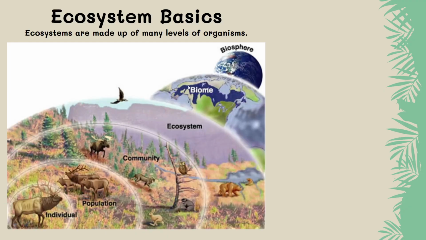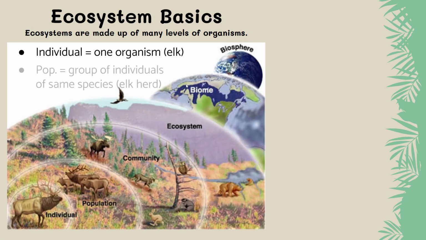Before we get into the ways that organisms interact with each other, we do need to cover the basics of ecosystems. First, let's talk about the organization of populations in ecosystems. The smallest group in an ecosystem is an individual, or just one single organism. Remember that an organism is a living thing. In our diagram here, we have one individual elk. When we use the term population, we're referring to a group of organisms that are all the same species. In our diagram, we have an elk herd. It's very important that we distinguish that they are all members of the same species.